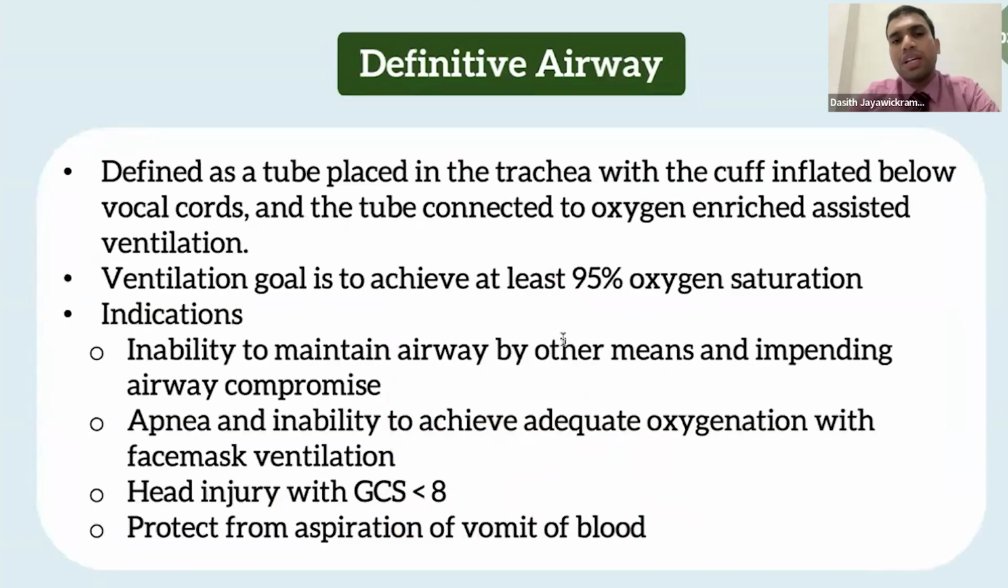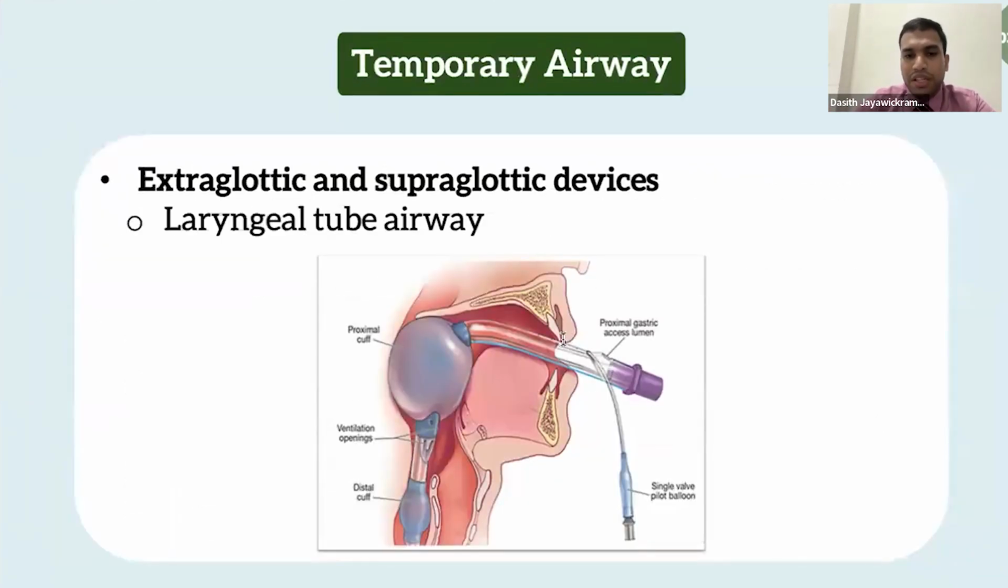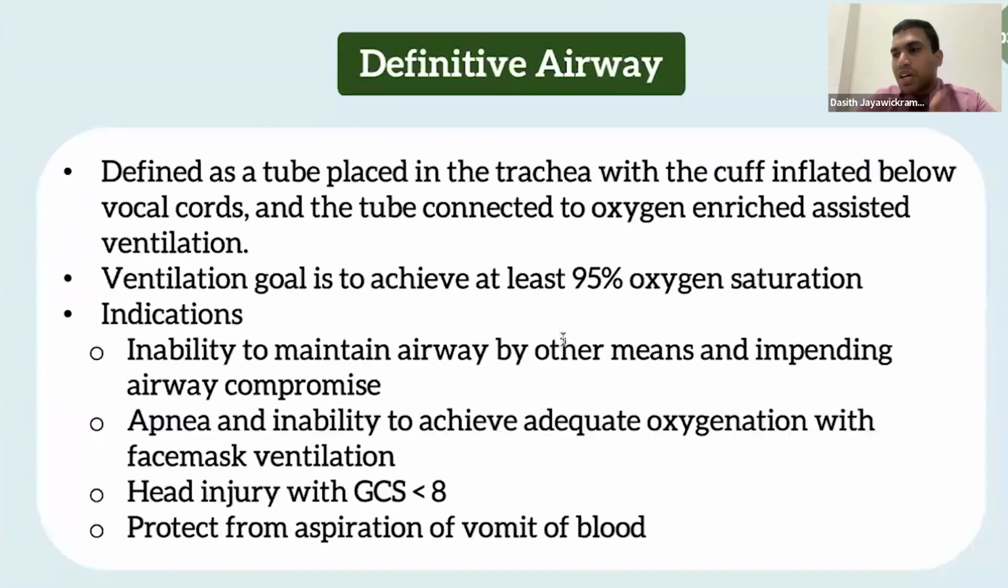Okay. So what is a definitive airway and what is a temporary airway? The definition of a definitive airway is a tube placed in the trachea and cuffed. As I showed you, there's a cuff in these tubes. For example, in the endotracheal tube also, there's a cuff like that, and that cuff should be inflated below the vocal cords. That is what we call a definitive airway. And then we connect it to oxygen-enriched assisted ventilation.